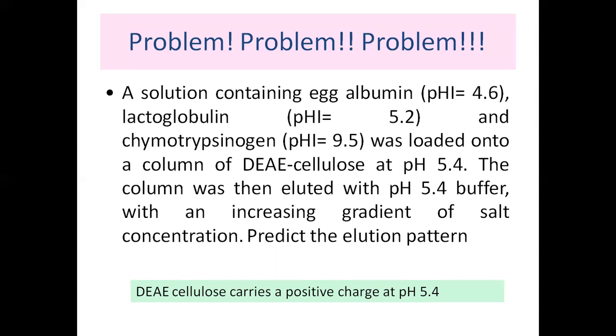And chymotrypsinogen will bind less, and therefore when you employ the salt mobile phase, a high concentration of salt for elution of the proteins, which one will come out first? Yes. Chymotrypsinogen will come out first, lactoglobulin will come out next, and the last one will be egg albumin because it is highly negatively charged, and therefore it is binding to the column very strongly.